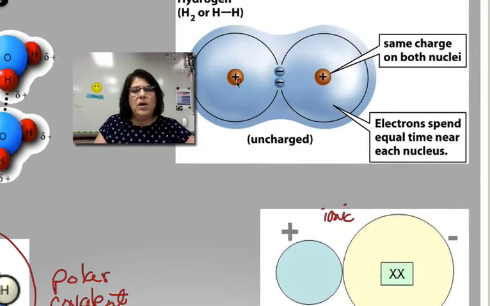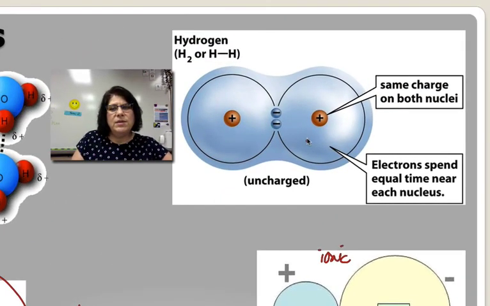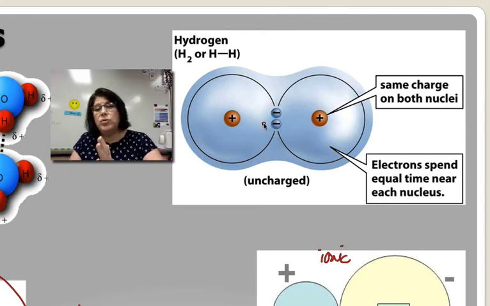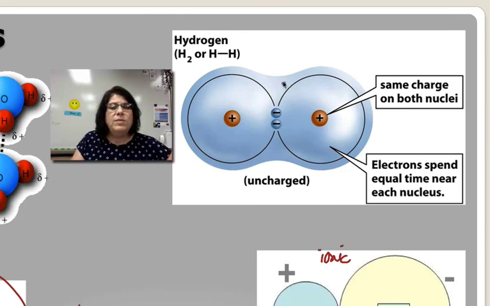Up here, we have two hydrogen atoms that are sharing these two electrons in the middle. I don't see any charges forming here. The electrons are not closer to one end or the other, which means that this is going to be nonpolar. Oh my goodness, my writing, sorry about that. And then, because they're sharing, it is covalent.